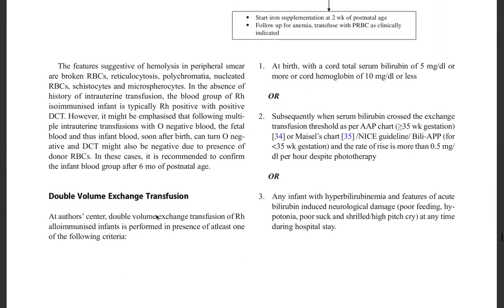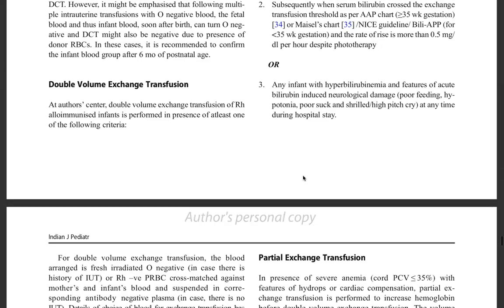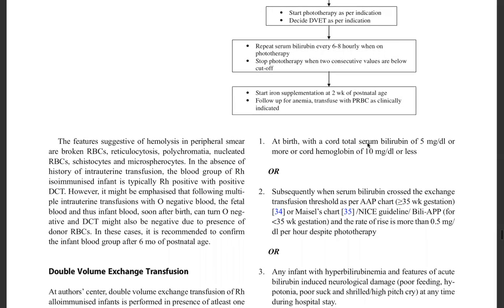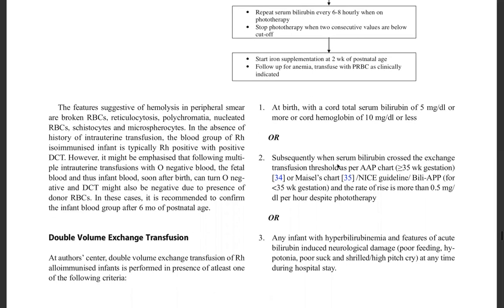So, for example, when is DVT done after birth, when the baby is born? DVT is done when either one of the three is present. For example, cord serum bilirubin is more than 5, or cord hemoglobin is less than 10. If either of these is there, you have to do DVT. Okay, and subsequently you have to see the charts.